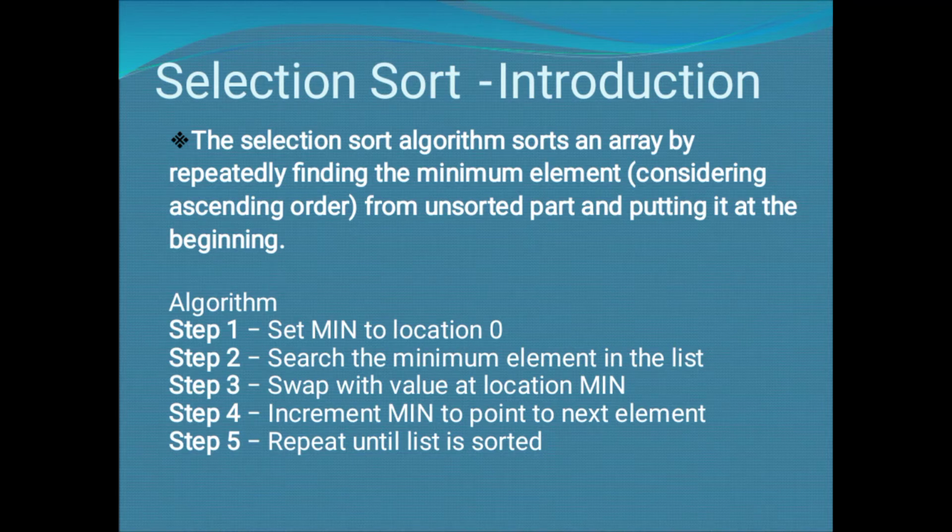Now, coming to the introduction of the selection sort algorithm. The selection sort algorithm sorts an array by repeatedly finding the minimum element from the unsorted part and putting it at the beginning of the array. As the introduction, you will be just getting an idea about the selection sort algorithm. This selection sort technique is an easy and simple technique.